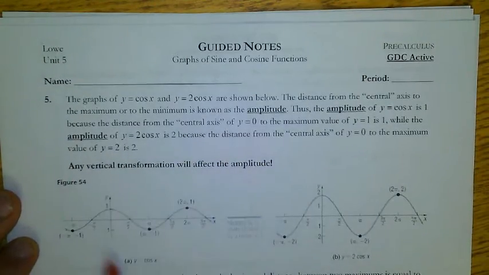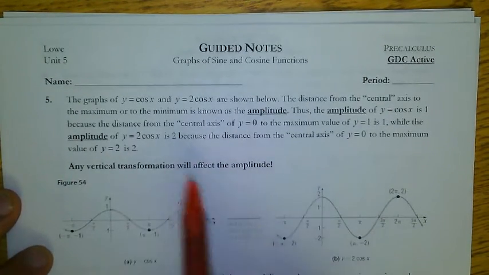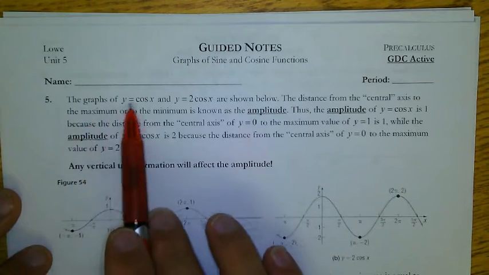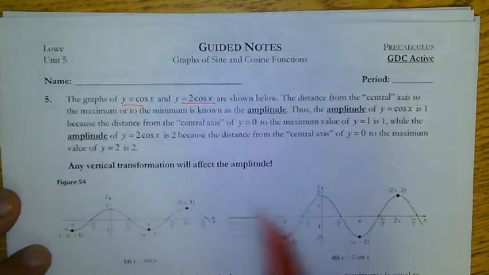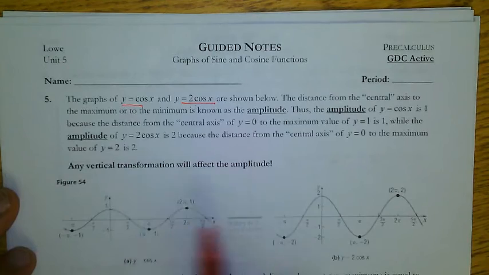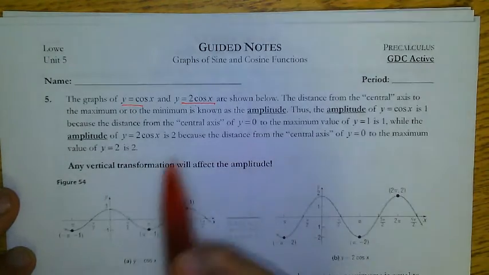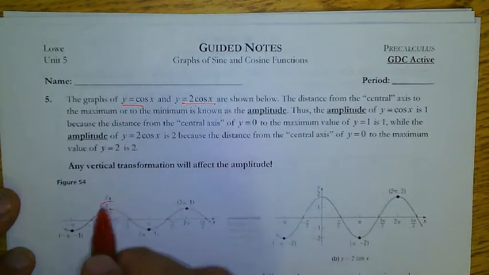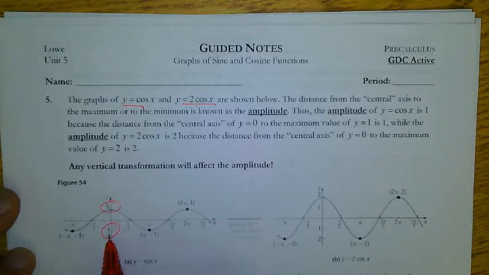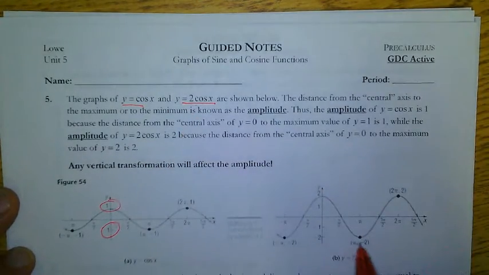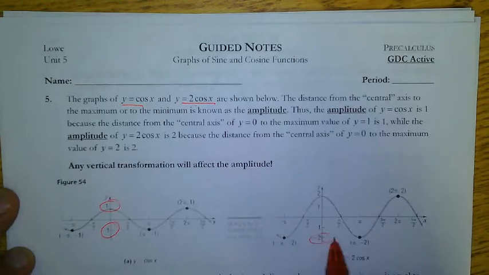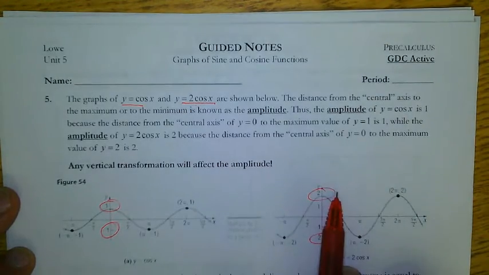Okay, so going further with our graphs and our transformations, let's say that I consider the graph of y equals cosine of x and y equals 2 cosine of x, shown here and shown here. Notice that y equals cosine of x has a range that goes from -1 to 1, while y equals 2 cosine of x has a range that goes from -2 to 2.